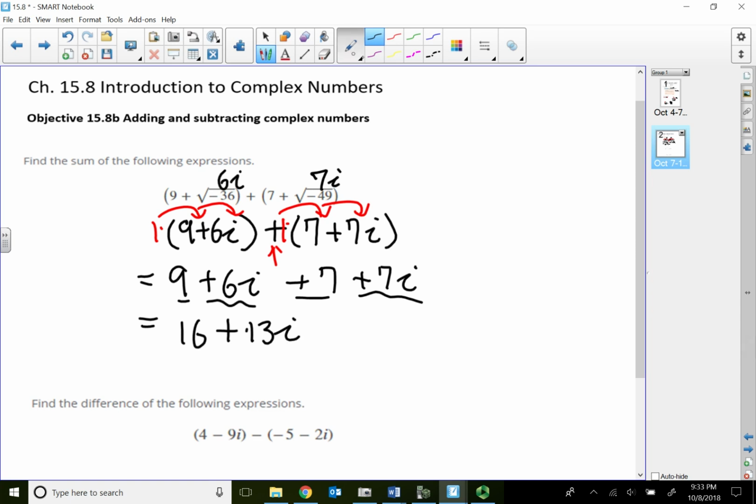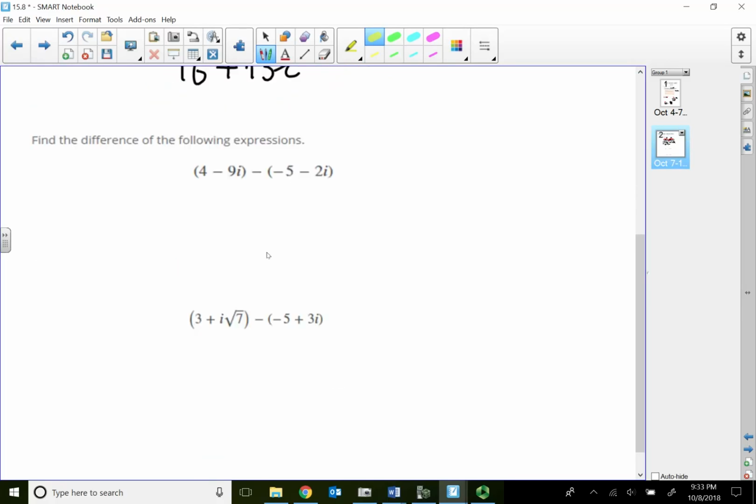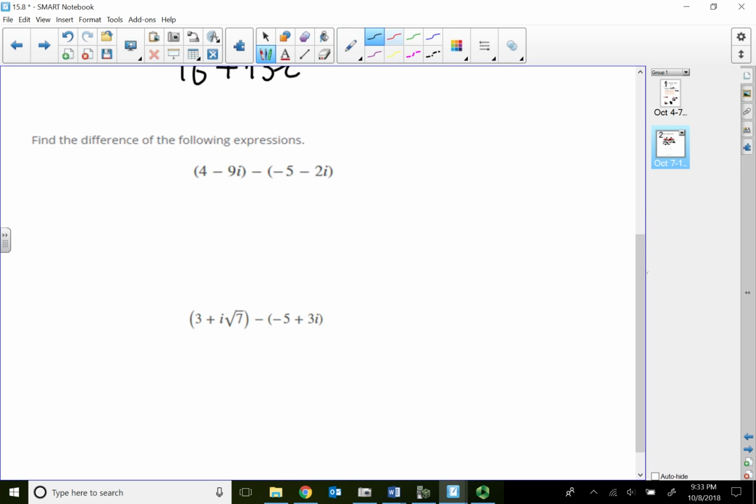Now, if you want, you can actually just combine them while they're in the parentheses. If you like, you can say 9 plus 7 is 16, 6i plus 7i is 13i. You can do it that way as well. Just be careful when it comes to subtraction. You just got to be careful, okay? So let me just do distribution. I think that way is easier with the subtraction of two complex numbers.